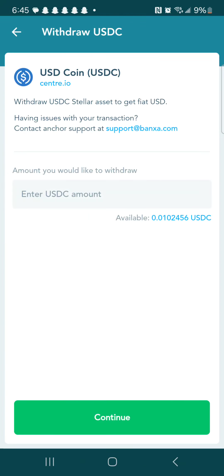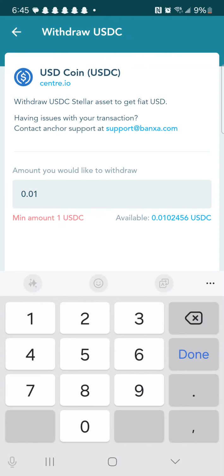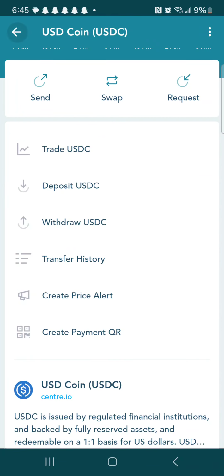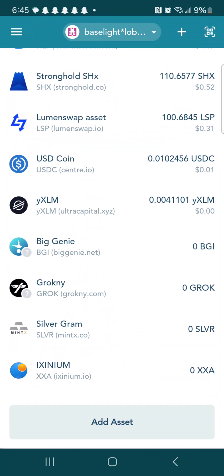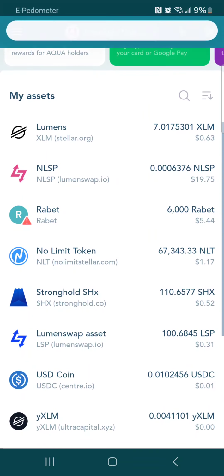Go here, and this is going to be with every coin. 0.01. Okay, see how they have a minimum of $1. And continue. The minimum is $1. Actually, earning $1 is not hard. I just don't want to swap out $1. That's all.